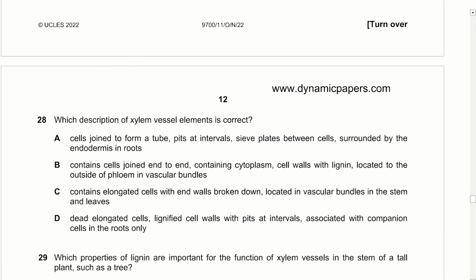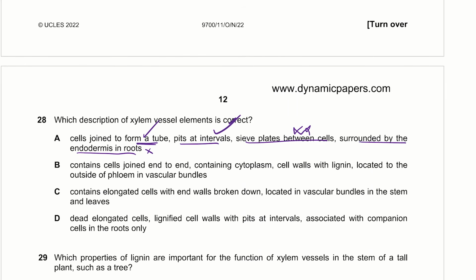Question number 28. Which description of xylem vessel elements is correct? A. Cells join to form a tube, pits at intervals. Forming a tube is correct because xylem vessels are hollow tubes. Pits at intervals, this is correct. It has been known that these pits are mainly to stop air bubbles. Now, sieve plates between cells. This is incorrect because we've just mentioned it's a hollow tube and surrounded by endodermis in roots. Now, this statement is incorrect.